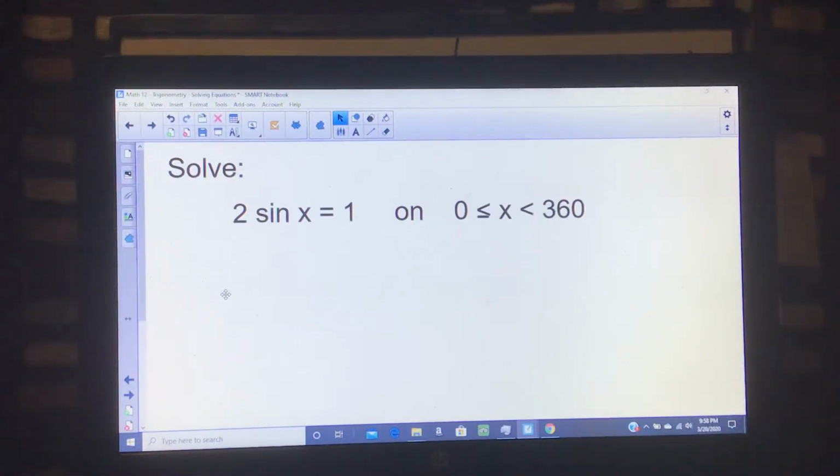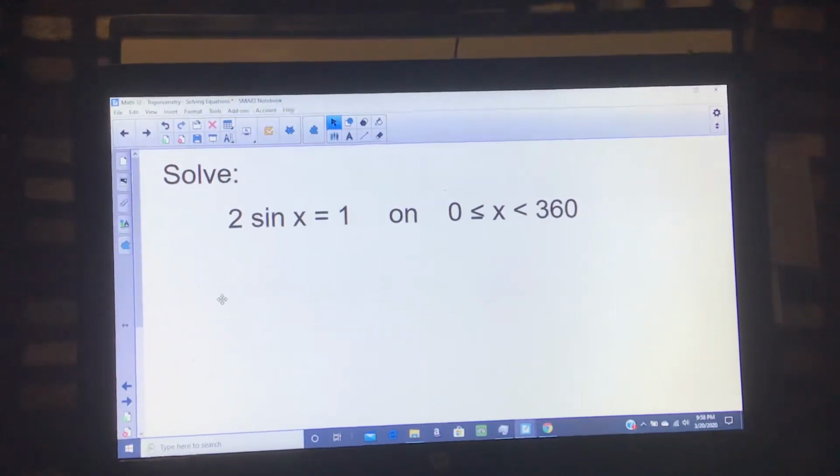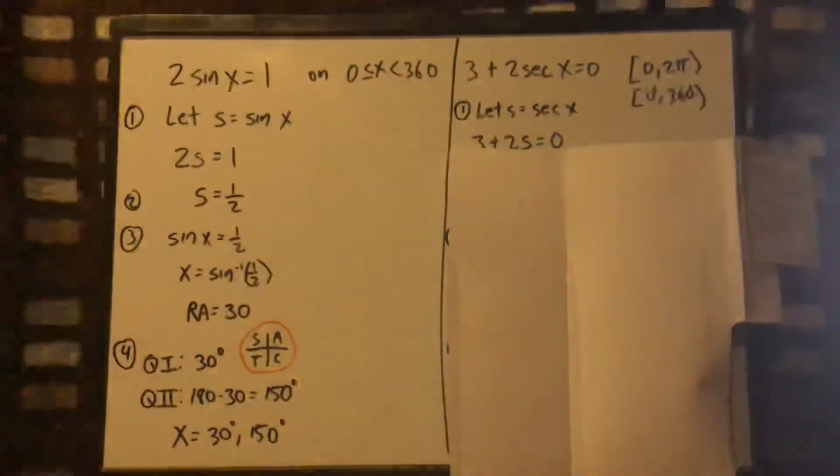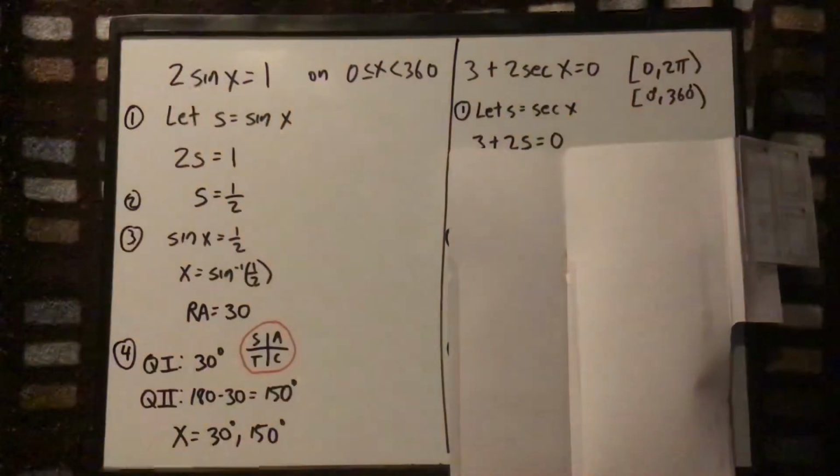Now we saw from the warm-up that 30 worked when I plugged it in, and 150. My goal is to show you how you would solve this if you didn't have the multiple choices and you weren't able to sort of cheat like I did with the calculator. All right, so on the board behind me, I've got the solution. I'll talk through it, and hopefully you get an idea what's going on.